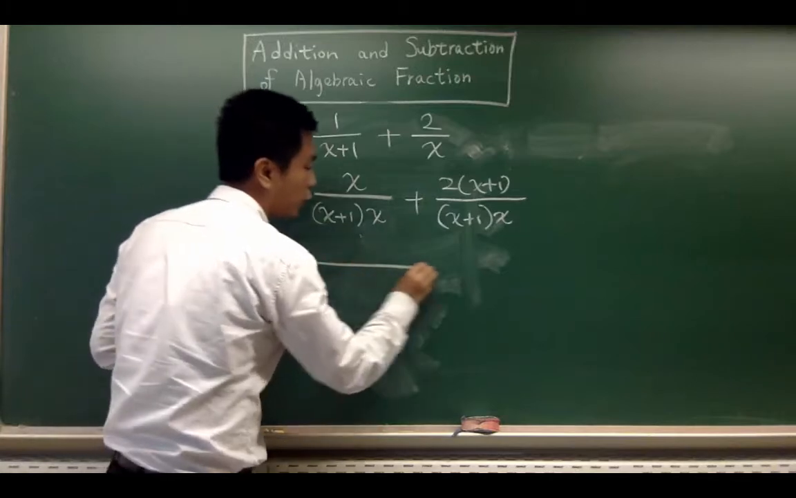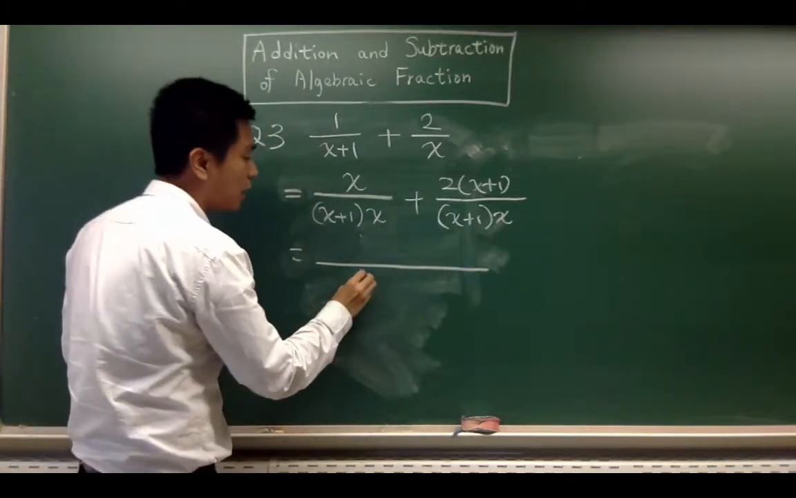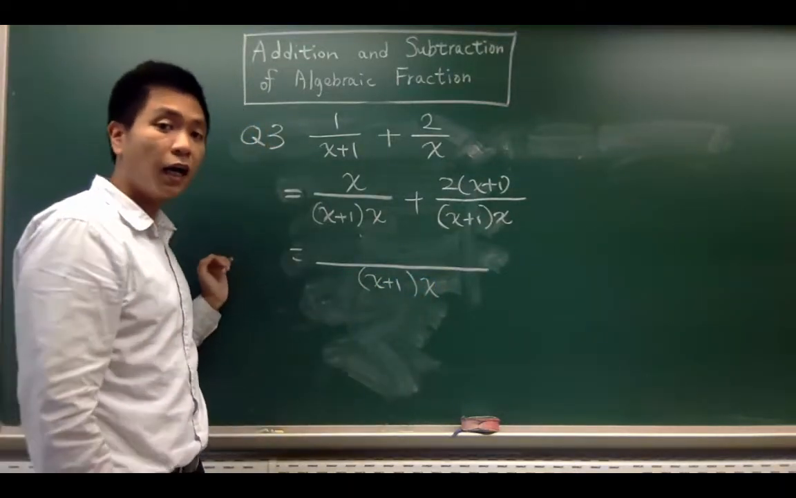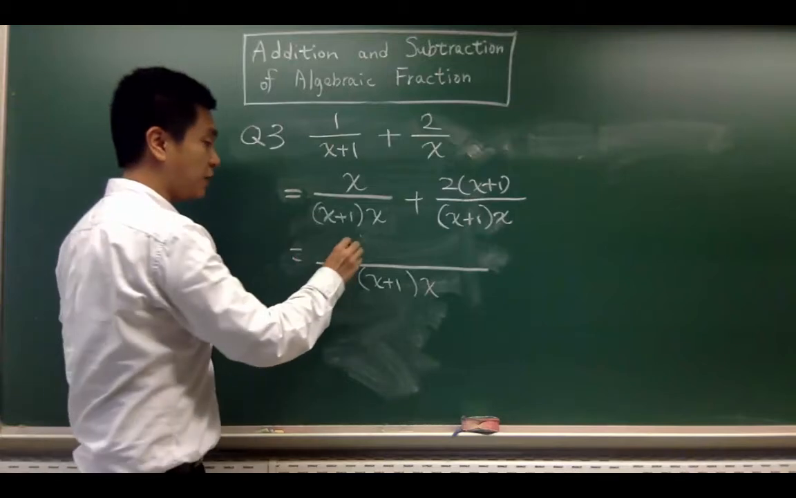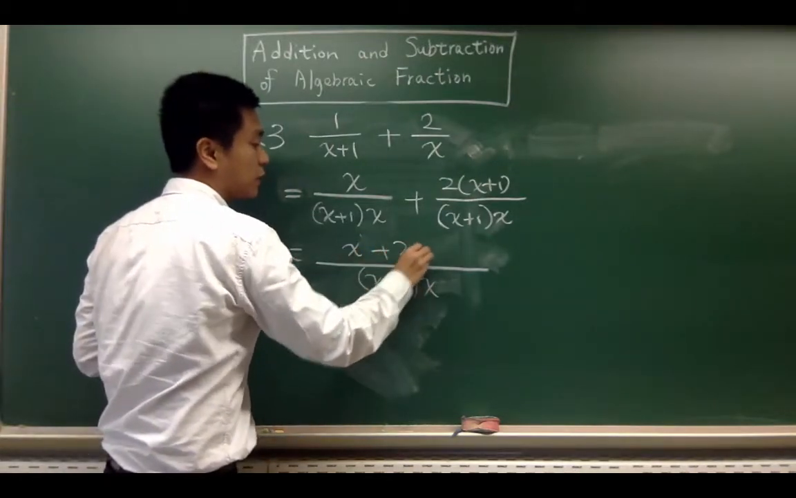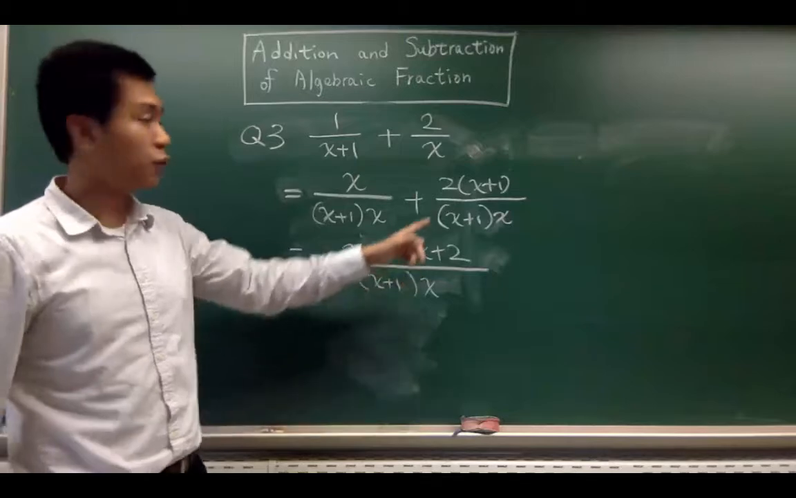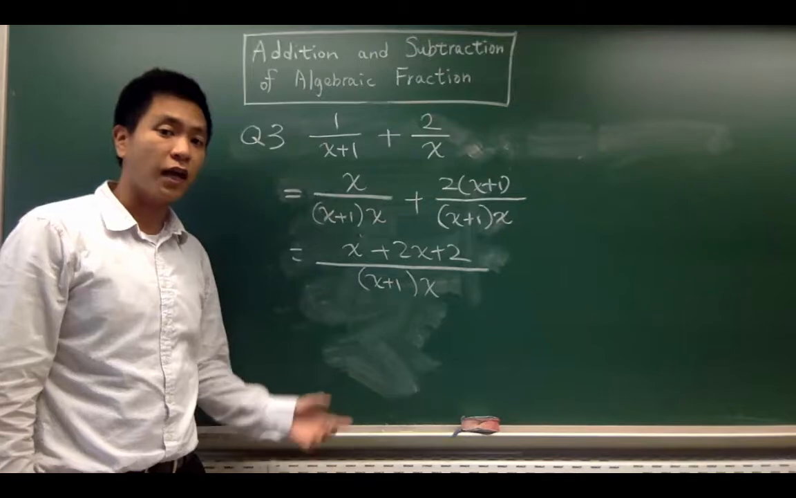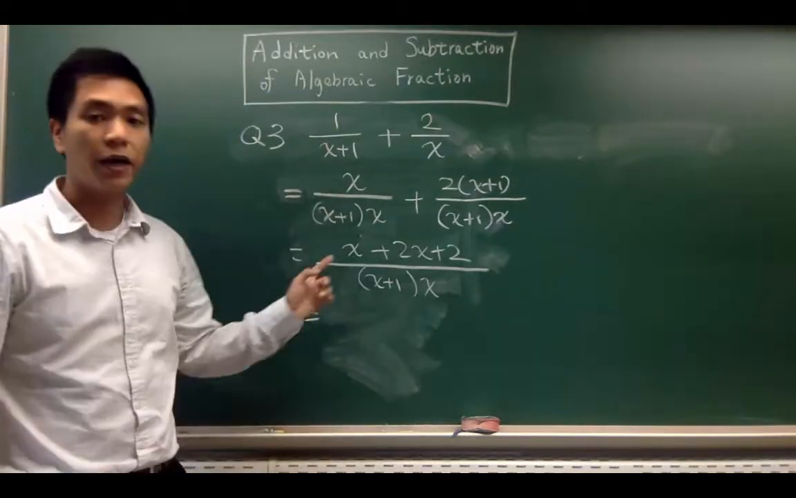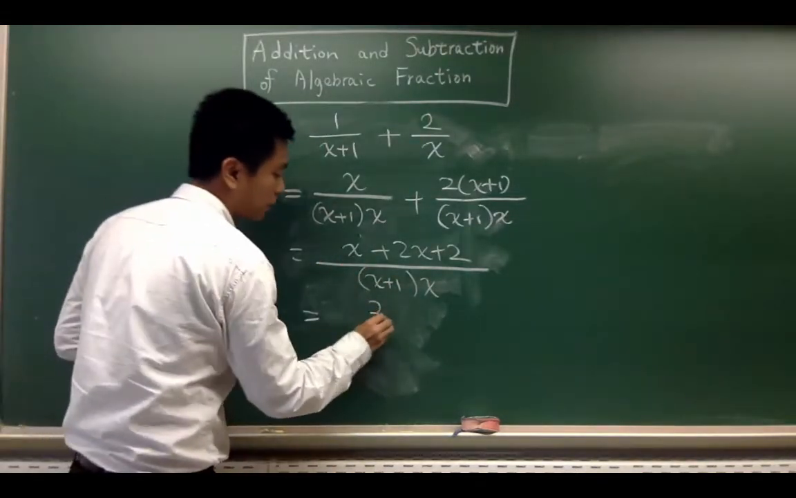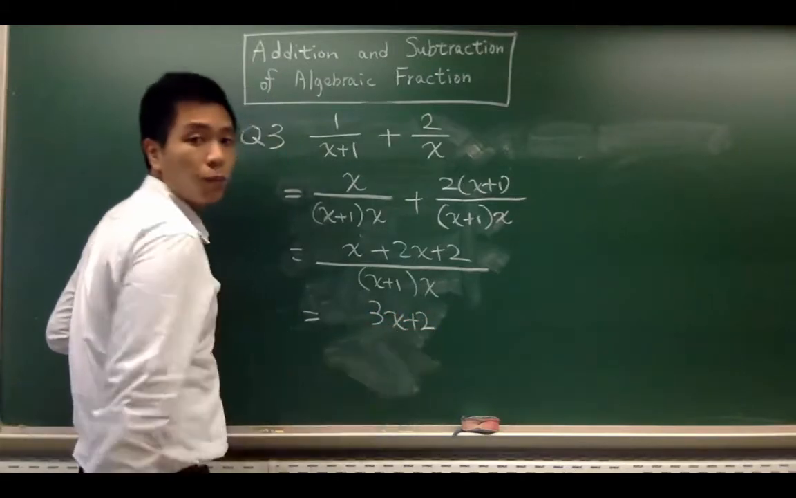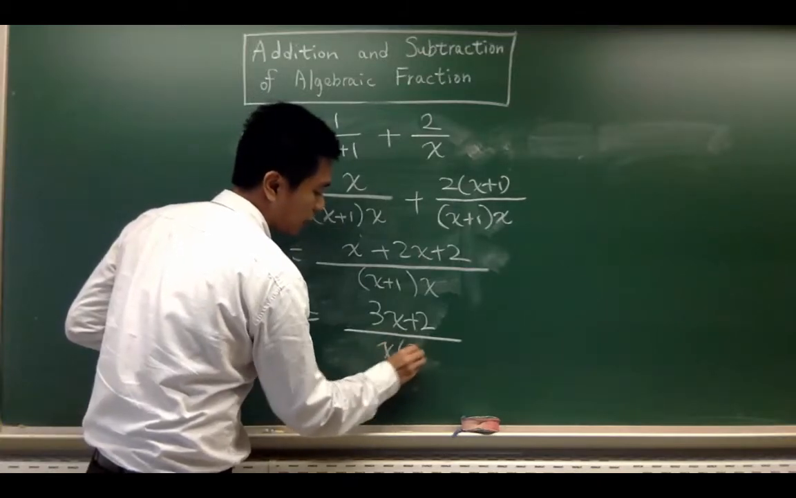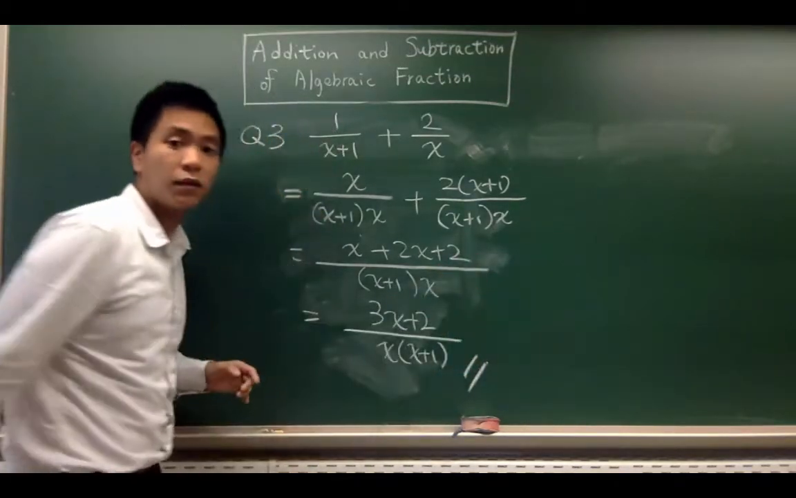After that, you use the same denominator, x plus 1 times x, as the common denominator. For the numerator, you have x here, and then you have 2x plus 2, because you multiply 2 by the bracket. The last step is x plus 2x, you add them up. So 3x plus 2 will be the numerator, and the denominator you can write as x times x plus 1. And this is the answer.